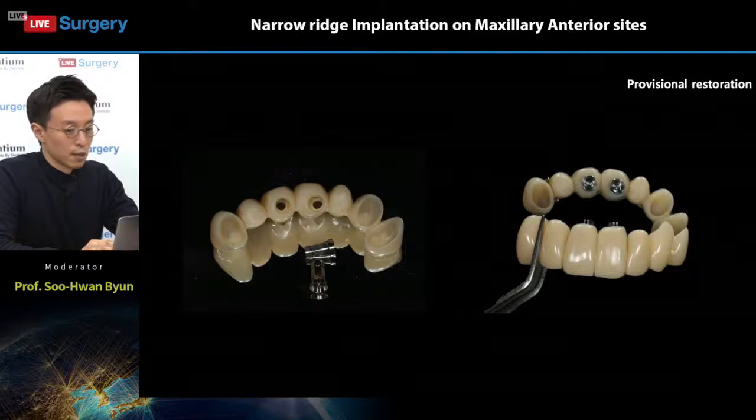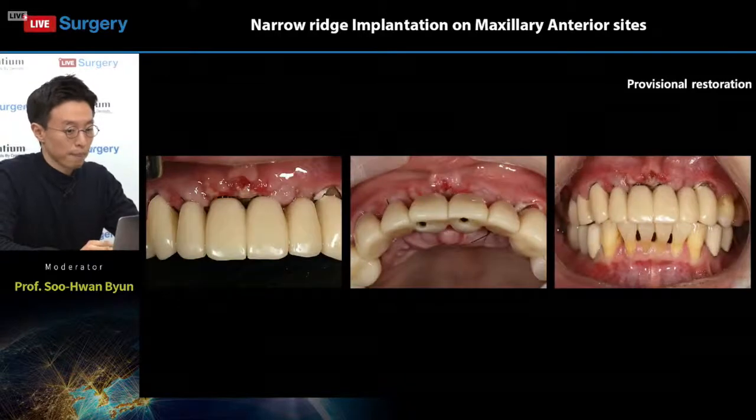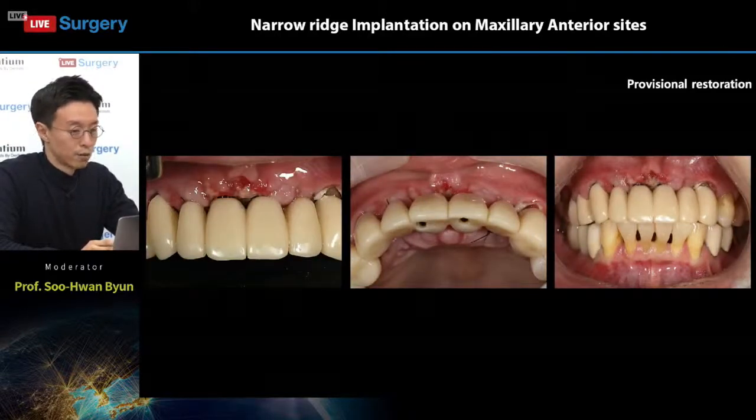We know that connecting an implant and natural teeth is an unfavorable treatment option. However, this is a provisional restoration only for 1 or 2 months. So we decided to connect the incisor with the canine and premolar. Recently, the provisional restoration was delivered. The surrounding soft tissue is well healed.